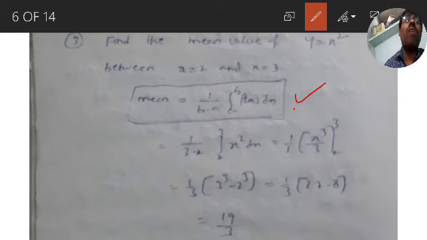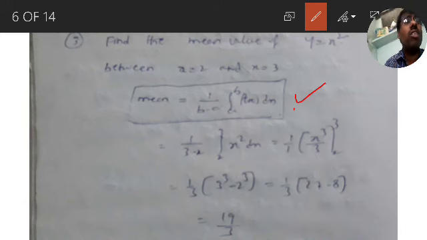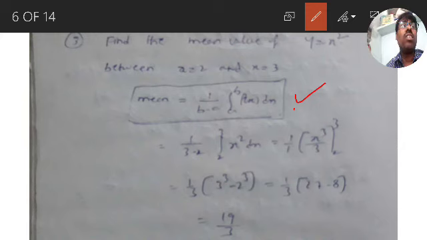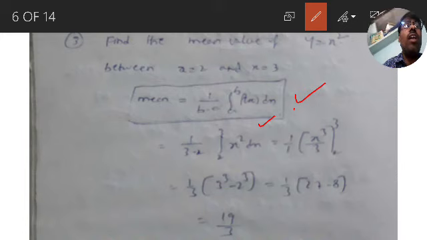So what is a mean value? Mean is equal to 1 by b minus a, integration a to b f of x dx. So what is f of x here? f of x is equal to x square, and a is equal to 2, b is equal to 3. Substitute, and what do you get? 1 by 3 minus 2, integration 2 to 3 x square dx.